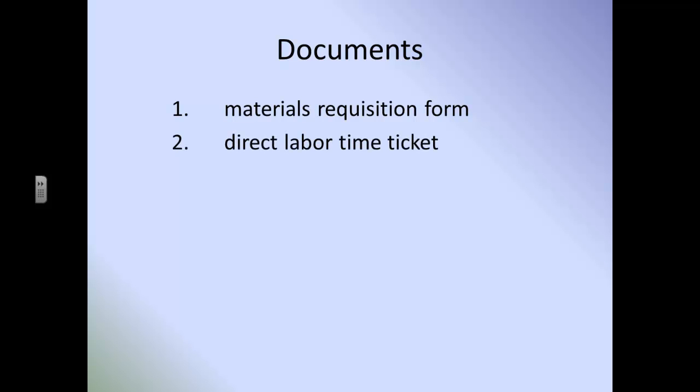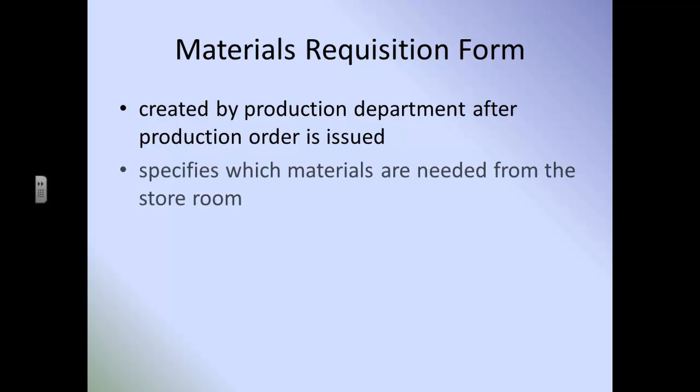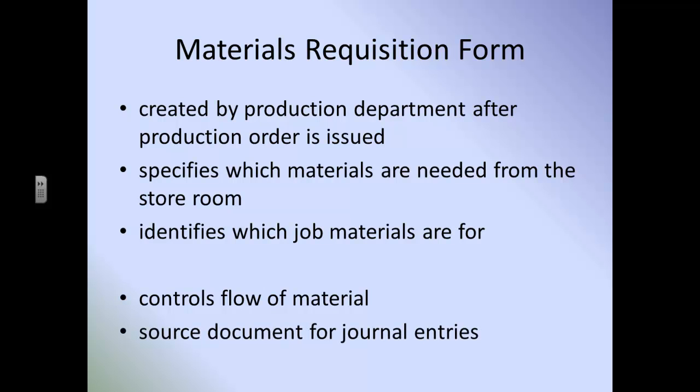In this video, we're going to be talking about some of the documents that are used in a job order costing system. There are three primary documents that we're going to be talking about: the materials requisition form, the direct labor time ticket, and a job cost sheet. The materials requisition form is created by the production department after a production order has been issued. This form specifies which materials are needed from the storeroom, and it also identifies which job the materials are for. This helps control the flow of material, and it also serves as a source document for journal entries that need to be made.